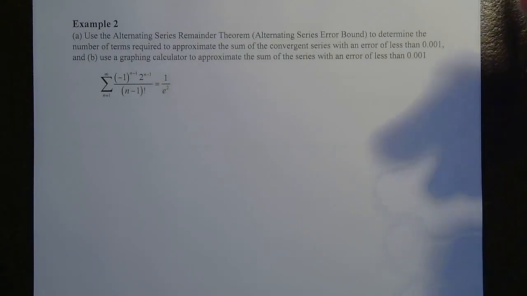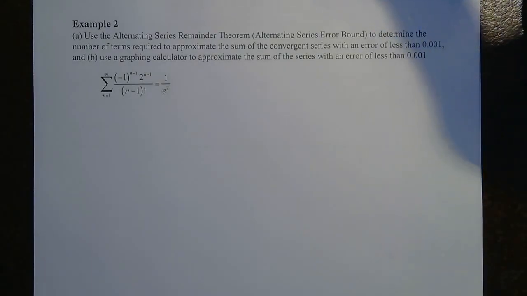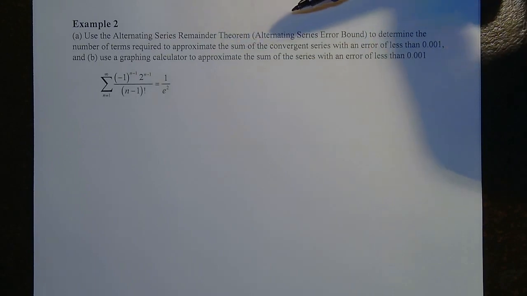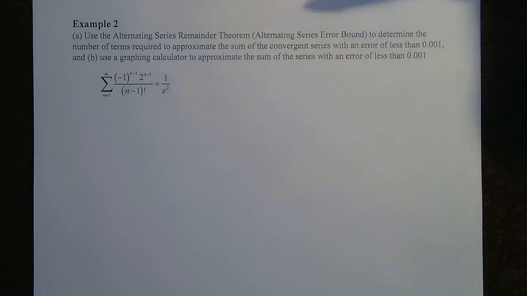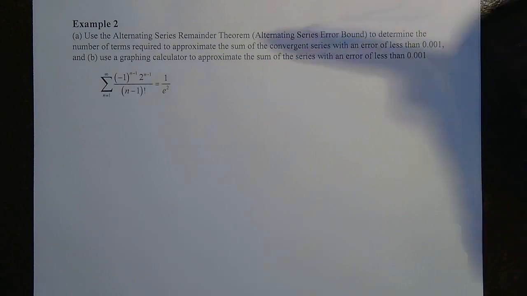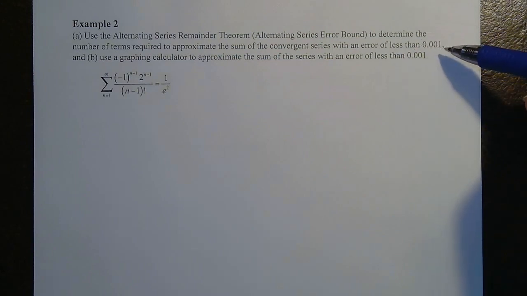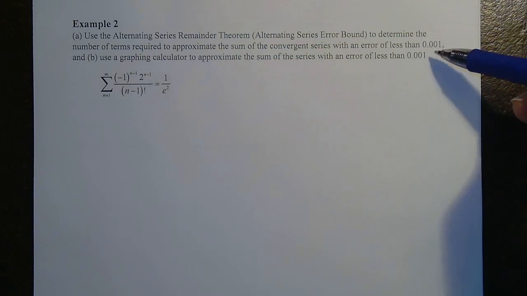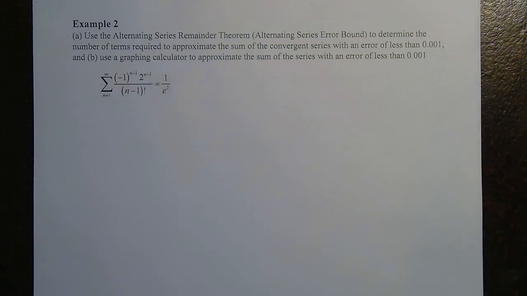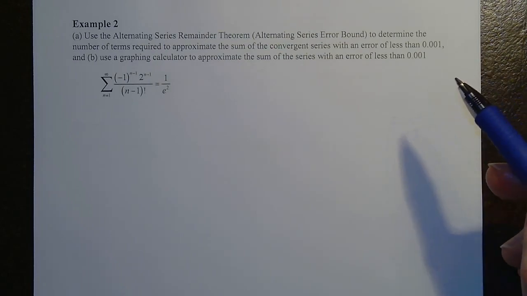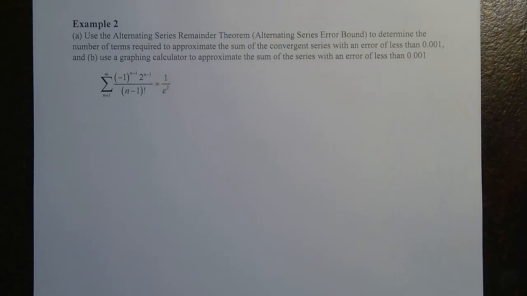For this next example, for part A, we want to use the alternating series remainder theorem to determine the number of terms required to approximate the sum of the convergent series. So we know it's going to converge, with an error less than 0.001. So we want this error to be less than this. Then we're going to use a graphing calculator with the summation features to determine the approximate value of the sum with this error.